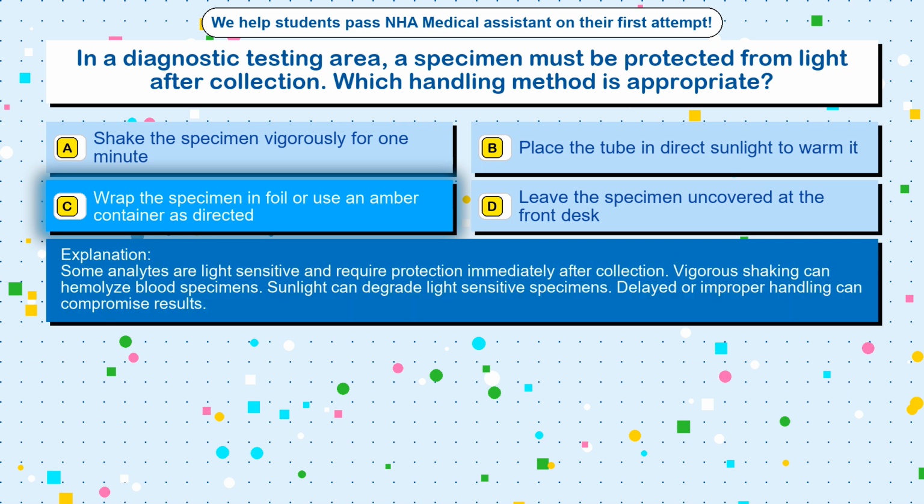Some analytes are light sensitive and require protection immediately after collection. Vigorous shaking can hemolyze blood specimens. Sunlight can degrade light-sensitive specimens. Delayed or improper handling can compromise results.